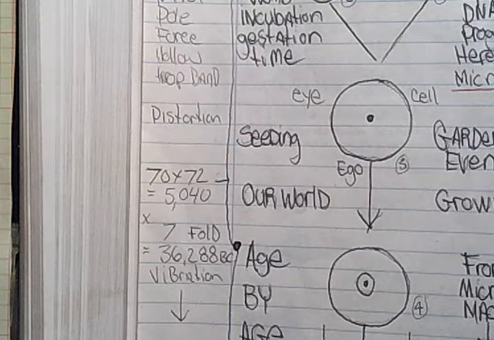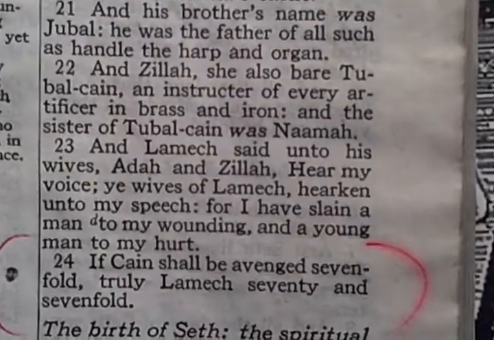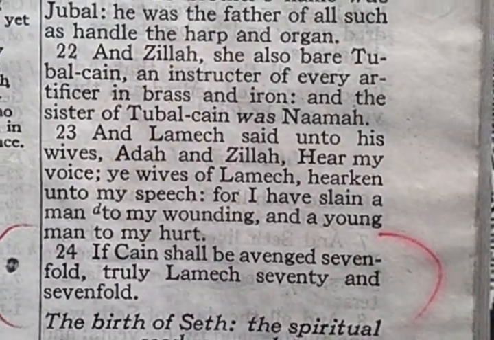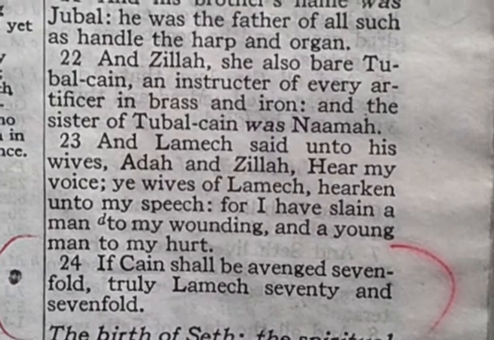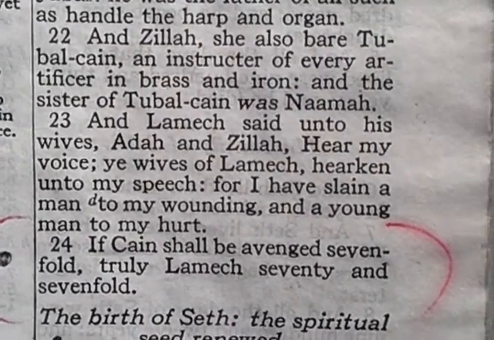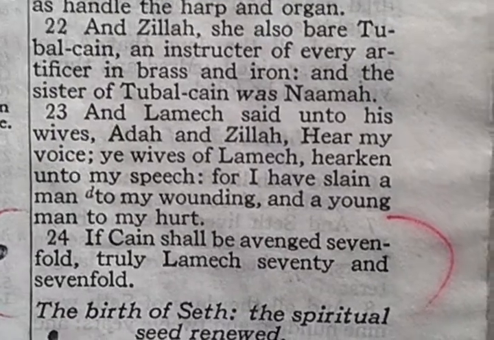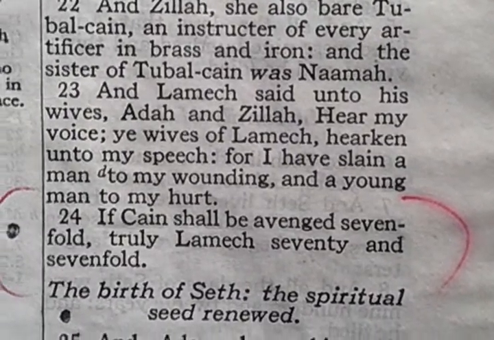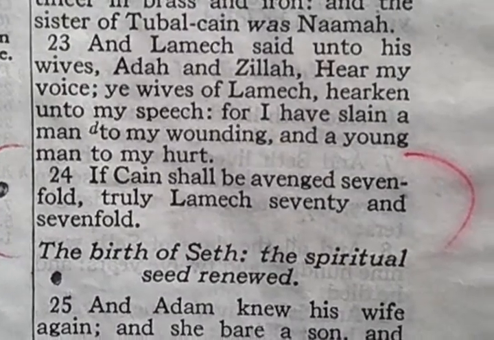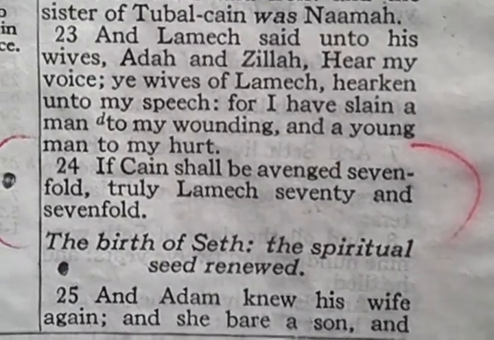This is Genesis chapter 4, starting here at verse 23 through to 24. And Lamech said unto his wives, Adah and Zillah, Hear my voice, ye wives of Lamech. Hearken unto my speech, for I have slain a man to my wounding, and a young man to my hurt. If Cain shall be avenged sevenfold, truly Lamech seventy and sevenfold.